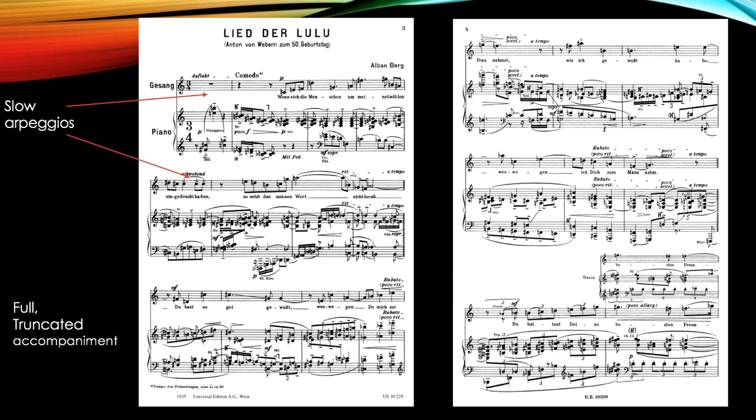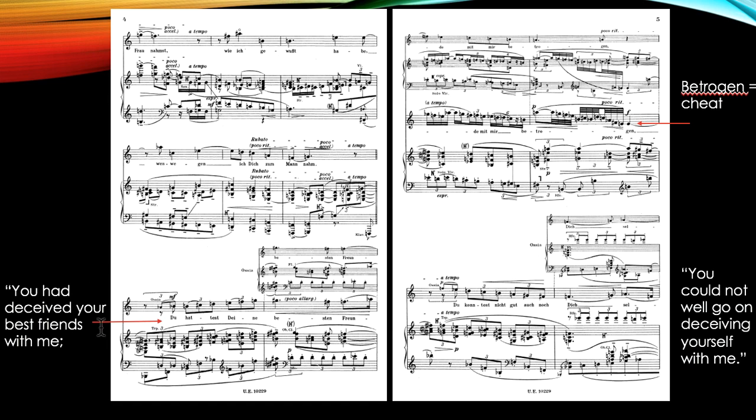Pretty fun, huh? Berg does a great job text painting this next part when she says, "You have deceived your best friends with me. You could not well go on deceiving yourself with me." That starts in this section here. Notice all the quick and almost playful runs she performs when talking about deceit. That gives us insight into the character of Lulu. She comes off as almost playful, but in a dark, sinister way.